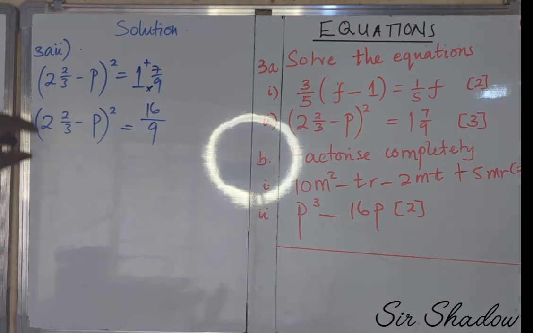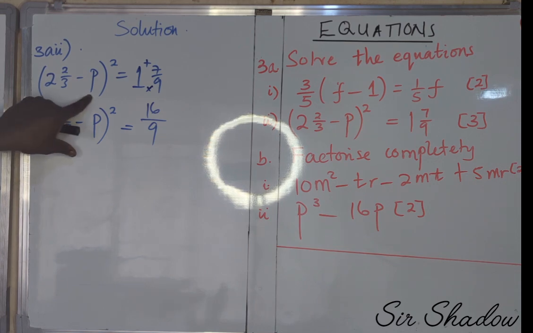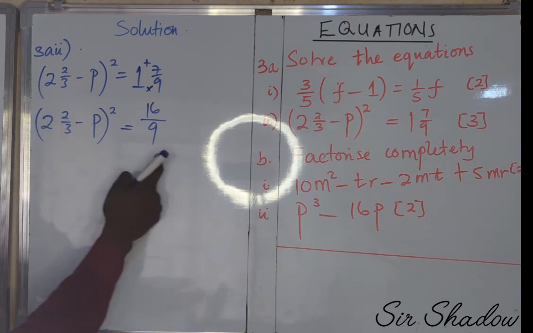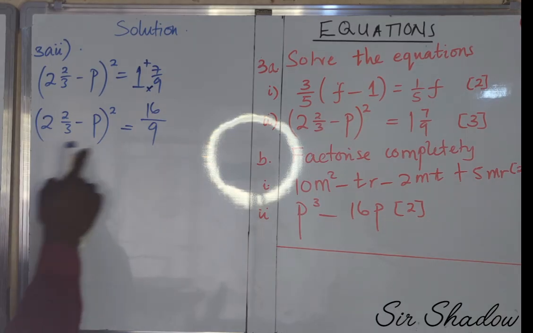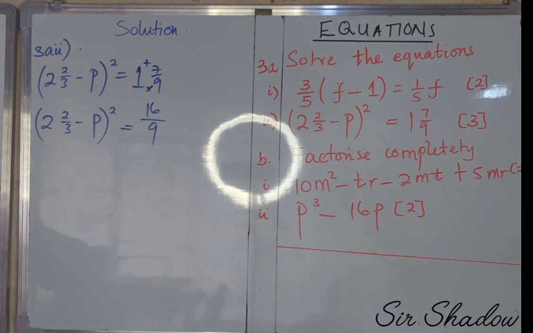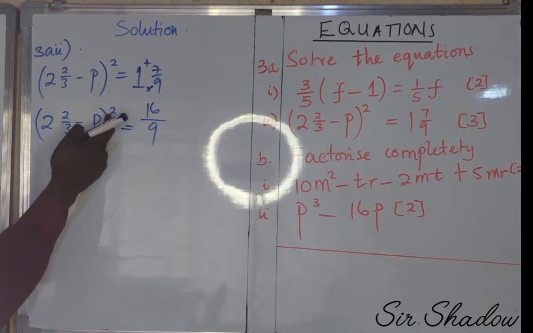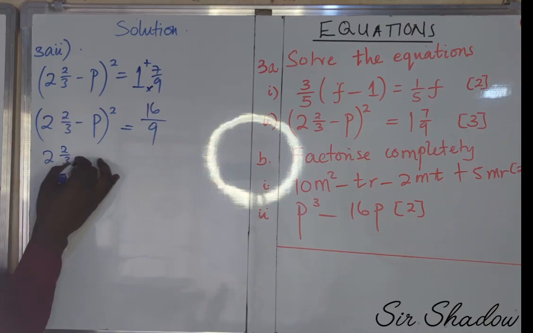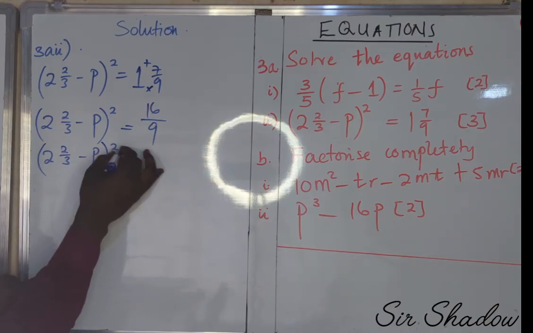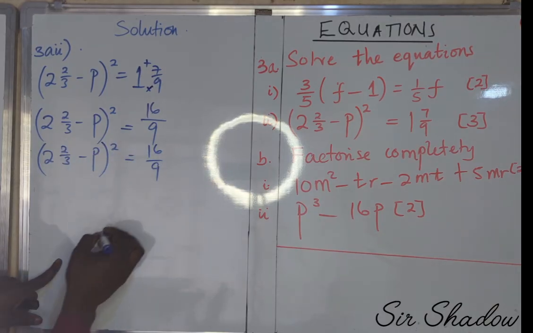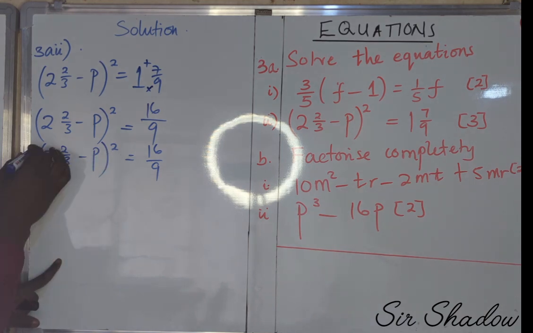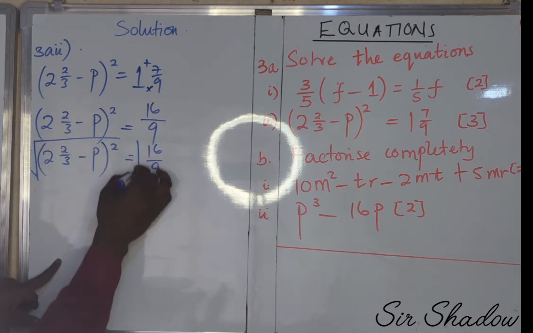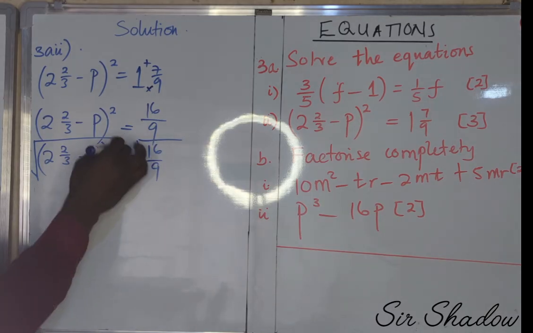So remember, we want to find the value of p. This equation was derived from something like completing the square. For us to find the value of p, we have to remove this power. So now we have 2 plus 2 over 3 minus p, everything to the power 2 equals 16 over 9. To remove this power, you put a square root on both sides. So this will cancel this.